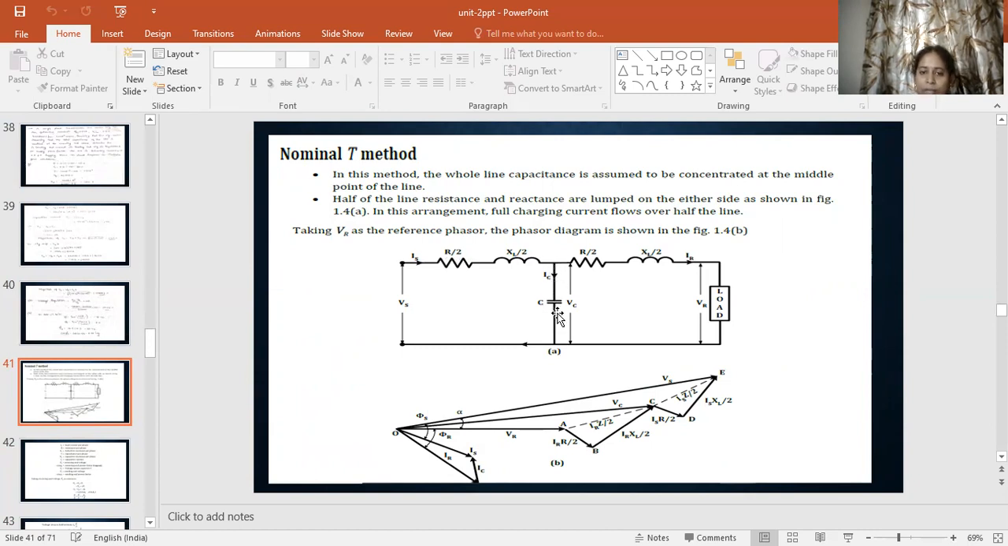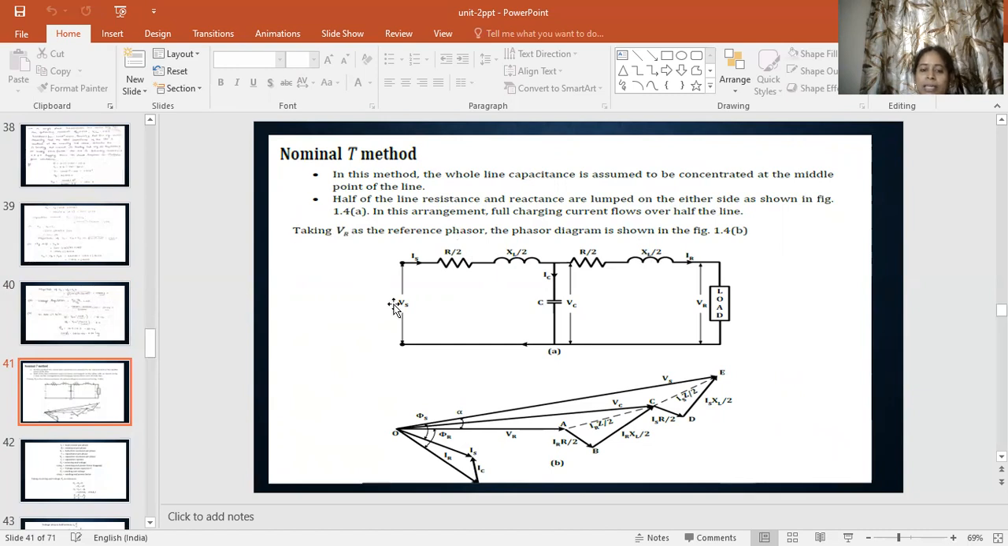So the capacitance is concentrated at the middle point of the line, and half of the line resistance and reactance are lumped on either side as shown in the figure. Here half of the parameters are taken on each side. In this we take the resistance and inductance values as half of the values, that is R by 2, XL by 2 and R by 2, XL by 2.